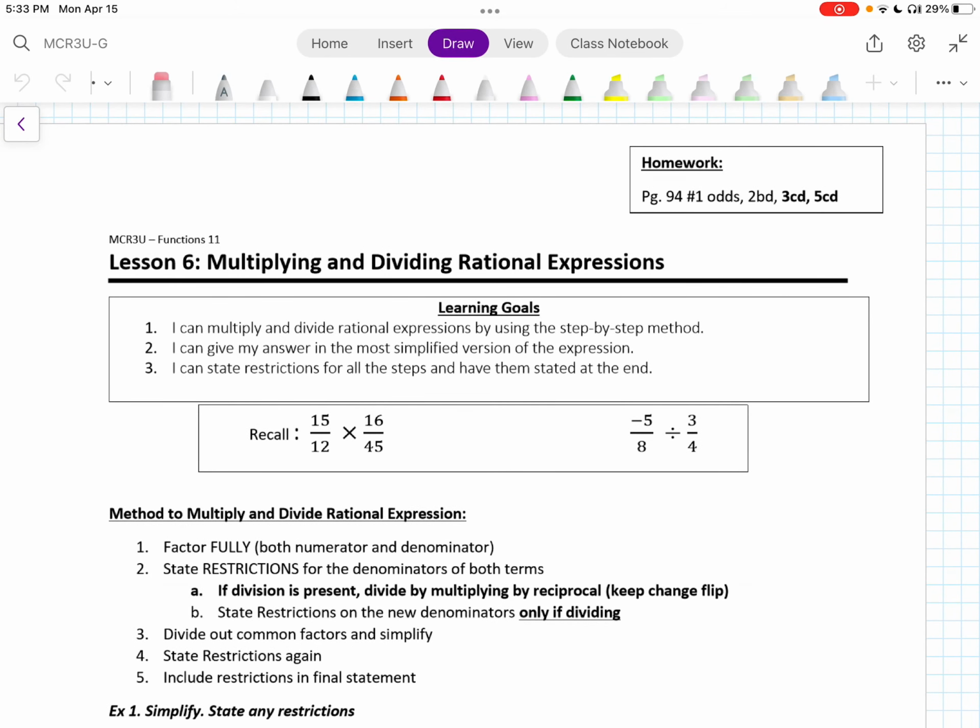Today we're going to be going over lesson 6, which is multiplying and dividing rational expressions. So we already did simplifying rational expressions. This is moving on to multiplying and dividing those expressions.